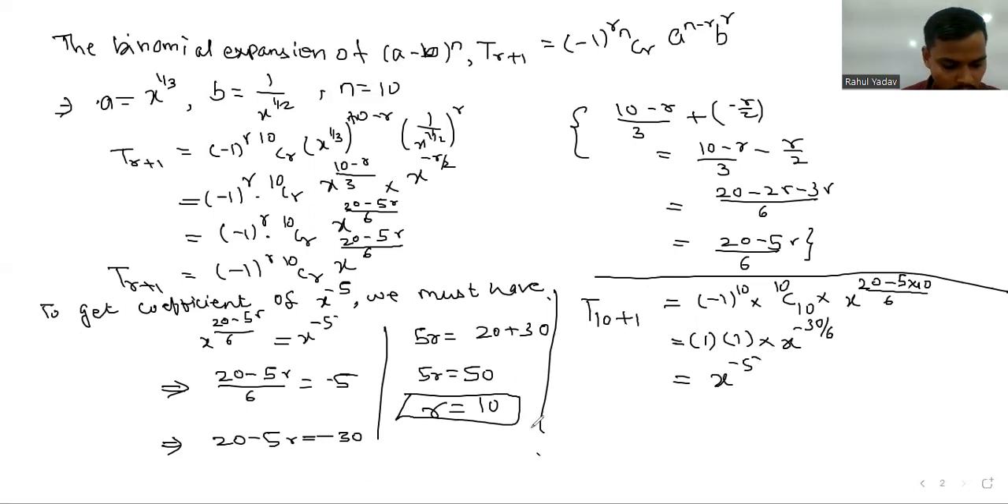So student, what I get here, the coefficient of x power minus 5 is 1. That is the option we get here, option A.